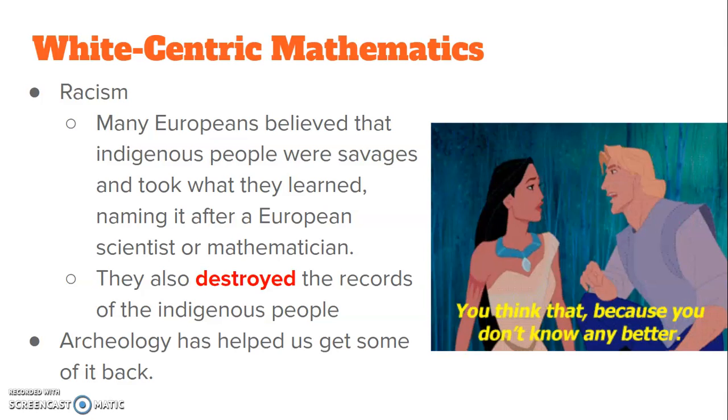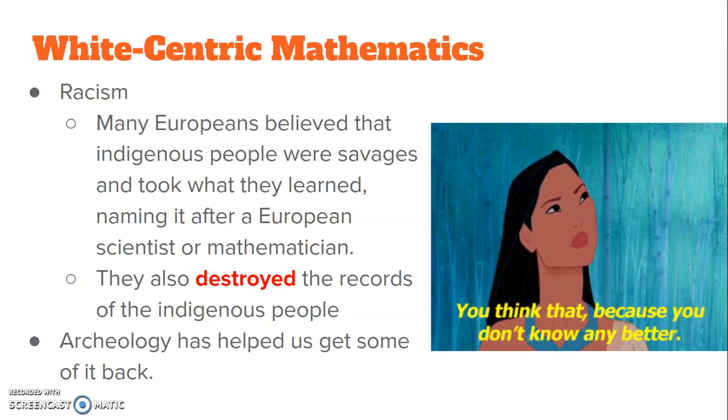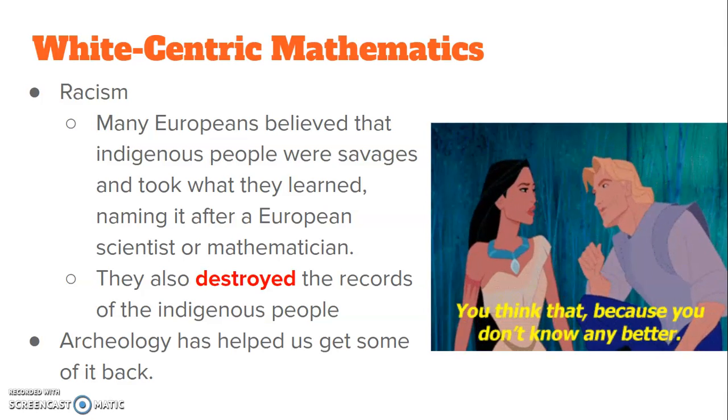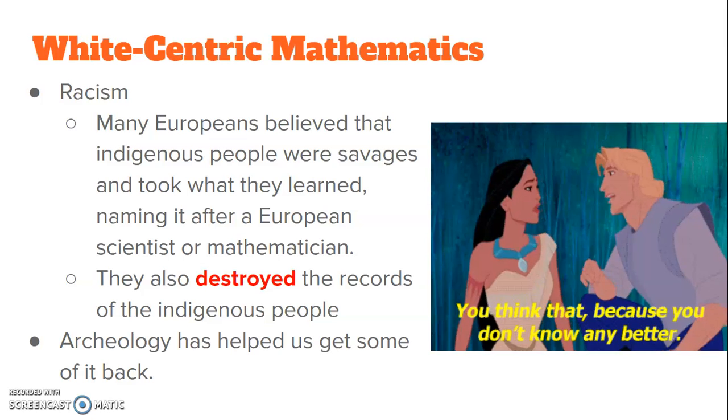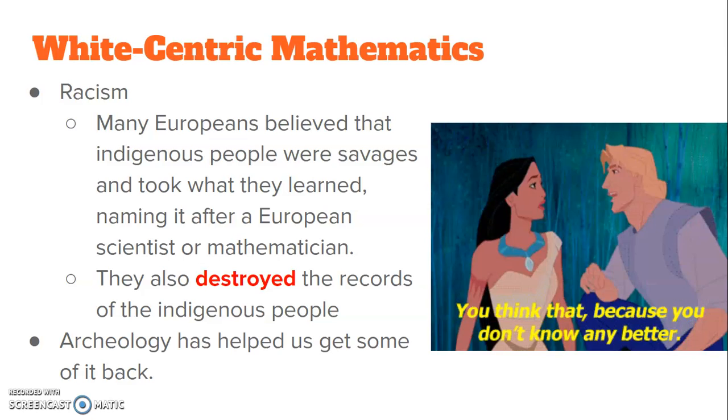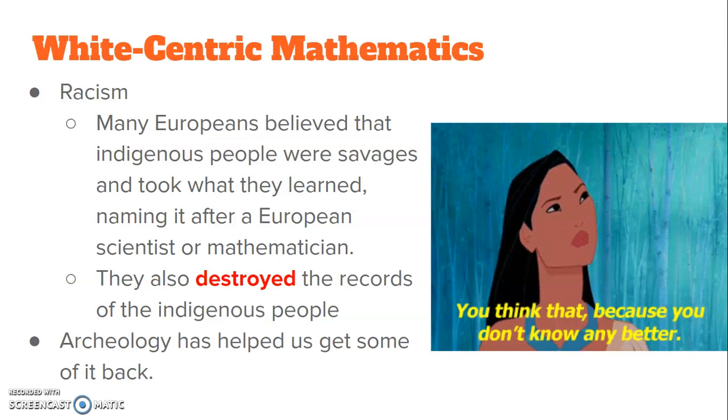Because a lot of Europeans believed that indigenous people were savages, and they took what they learned from studying other cultures, and when they saw that the other cultures had all this math, they took all that information and named it after somebody who was European or Greek or Roman or white, basically, and then destroyed the records of the indigenous people and kind of claimed it as their own. So basically, they stole a lot of work when they were colonizing the world.